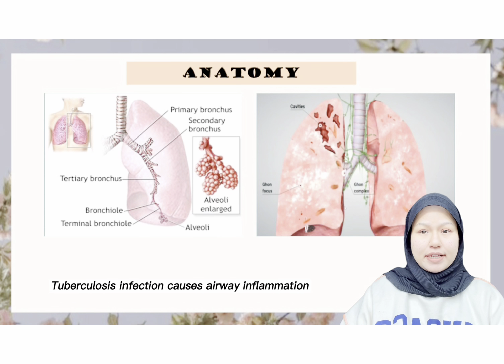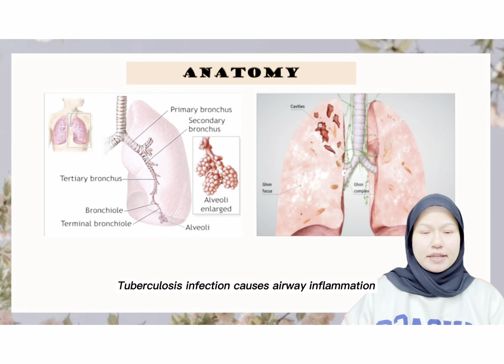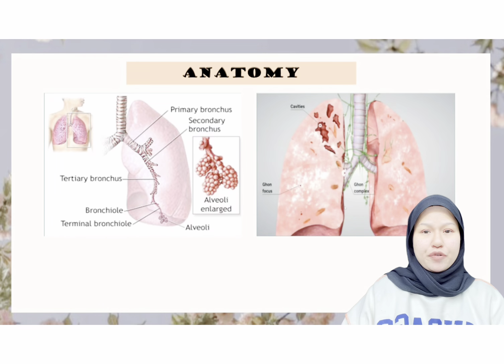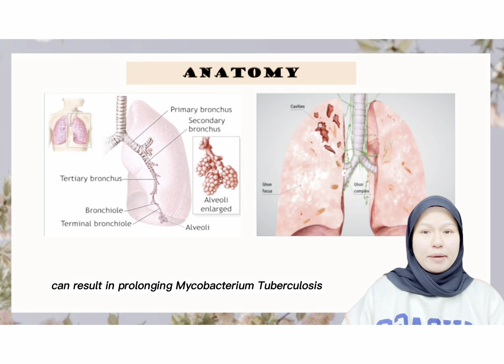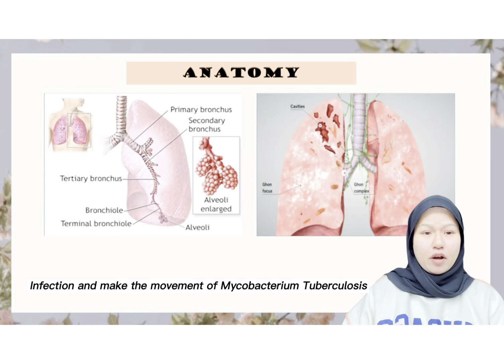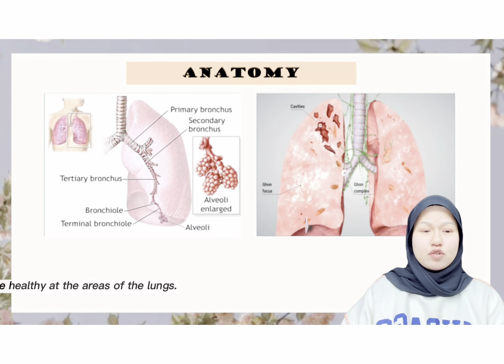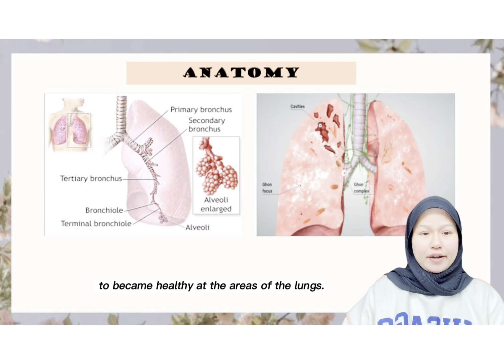Tuberculosis infection causes airway inflammation and drives airway obstruction, making the airway smaller, which increases air velocity and displaces air to unobstructed areas. Thus, airway inflammation can result in prolonging Mycobacterium tuberculosis infection and make the movement of Mycobacterium tuberculosis to become healthy at the areas of the lungs.